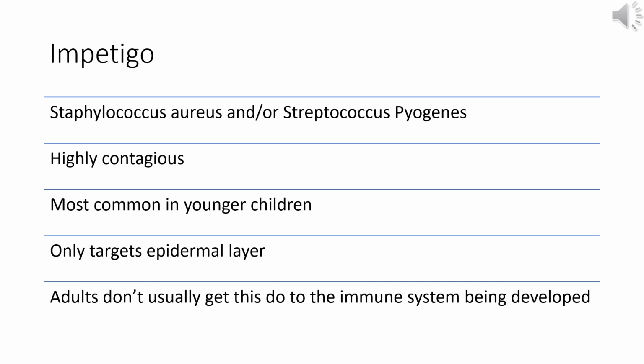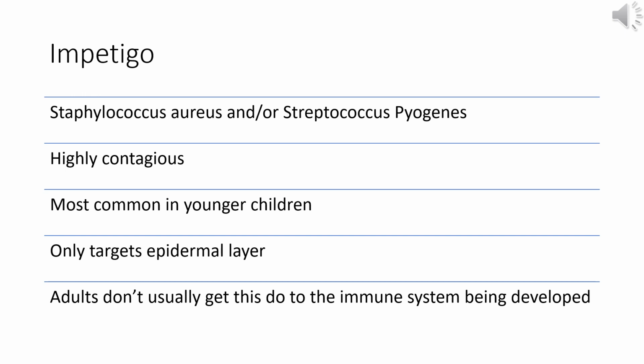So moving on to a more threatening type of disease is impetigo. This is caused by the Staphylococcus aureus and the Streptococcus pyogenes. These are highly contagious. It's most commonly found in younger children. The reason being is that they're always touching each other and all that. So how this will occur is that the S. aureus or the S. pyogenes will infect the skin.